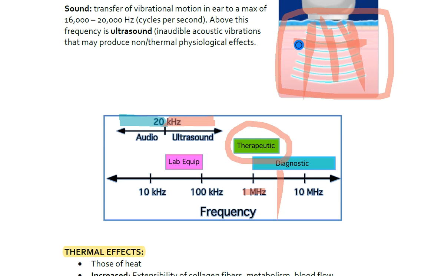So the intensity will often determine whether or not there's going to be so much vibration of those tissues that it creates a thermal effect, which we're going to talk about down here, or a non-thermal effect, which would be just the vibration and some of the other mechanical effects that go with that.